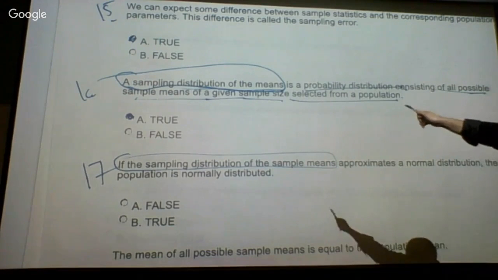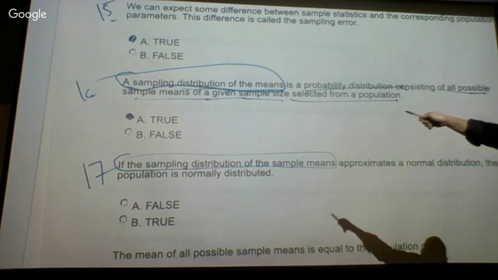And that's what this says. It's saying starting with a bunch of blue dots that were normal.